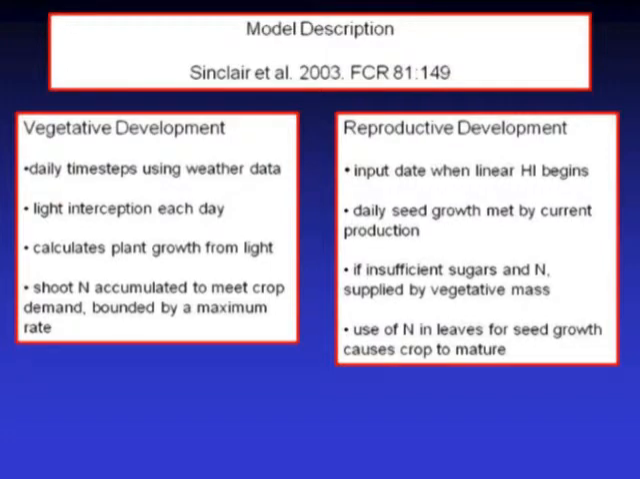And these last two parts are really critical. I'm going to come back to them, so remember these last two parts. During seed growth, this model says that if it doesn't have enough nitrogen and enough sugars to develop the seed, it breaks down the leaves to send to the seed.